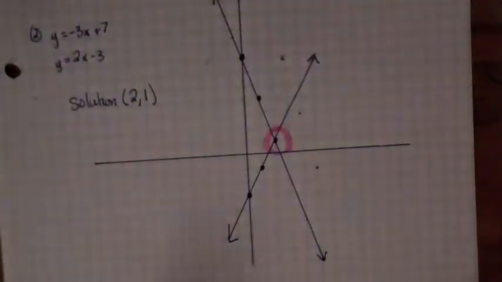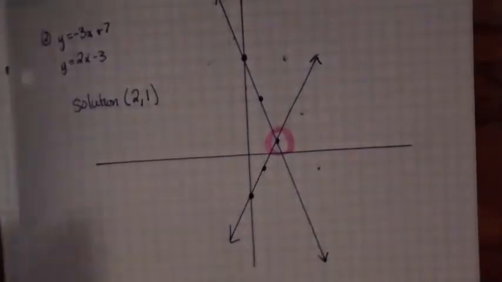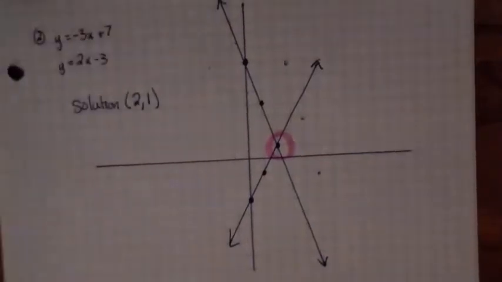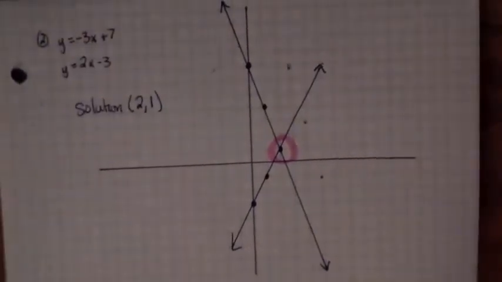Now, as I mentioned, it will not always be in y equals mx plus b format for you. So let's try one where it is not the case. So let's try this one. x plus 3y is equal to 6, and x minus 3y is equal to 6. So my first step is going to be to put these into y equals mx plus b format.